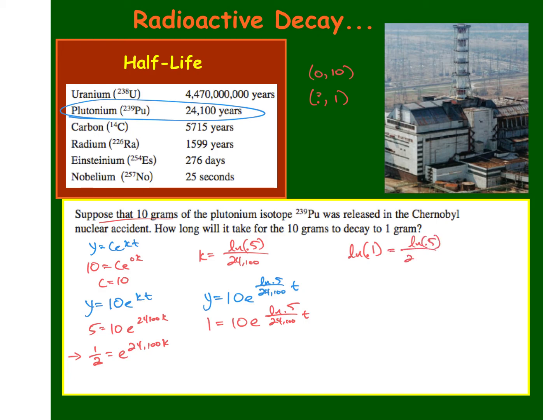0.5 over 24,100. Now, I've had some students in the past that like to multiply by 24,100, divide by natural log of 0.5, or they just take this and divide by that. All right, and I'm okay with either one of those. So put in your calculator. So we end up getting 80,058 years-ish, to go from 10 grams to 1 gram. So not much time, right? I think I'll be dead by then.